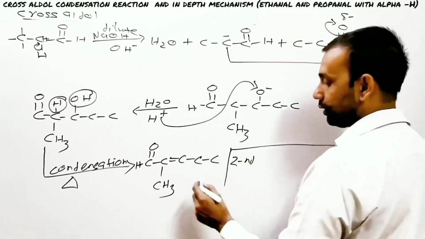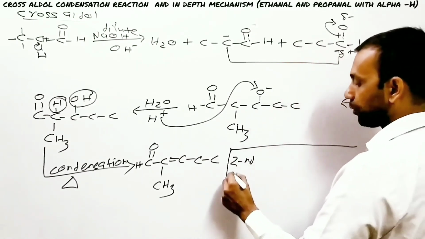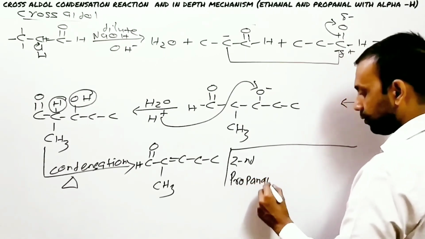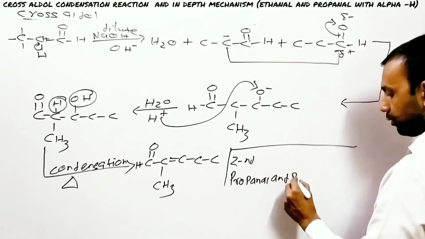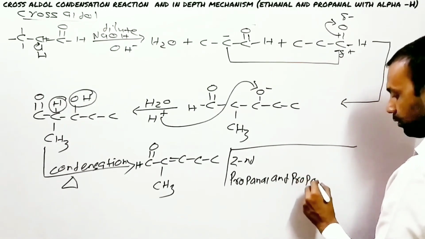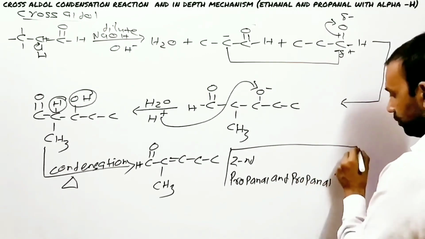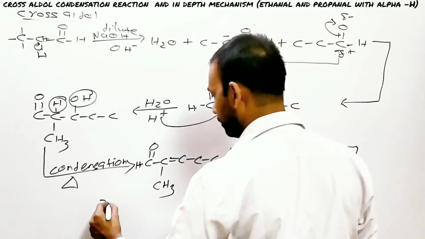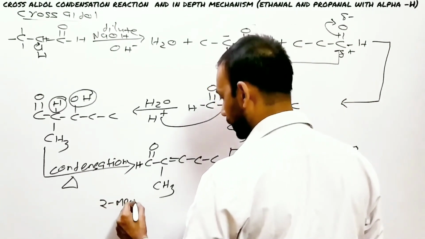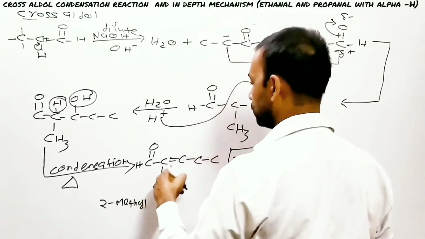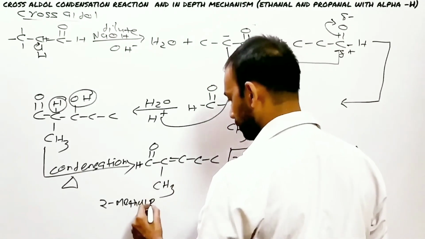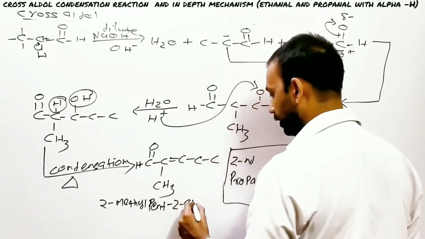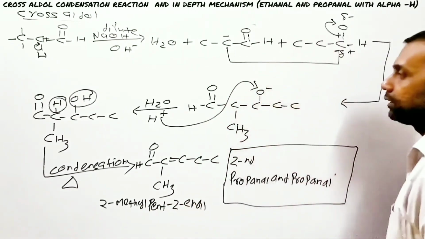This is coming from propanol and propanol. What is this name going to be? This is going to be 2-methyl, 1, 2, 3, 4, 5, pent, 2-enol. So this is how you get the second product.